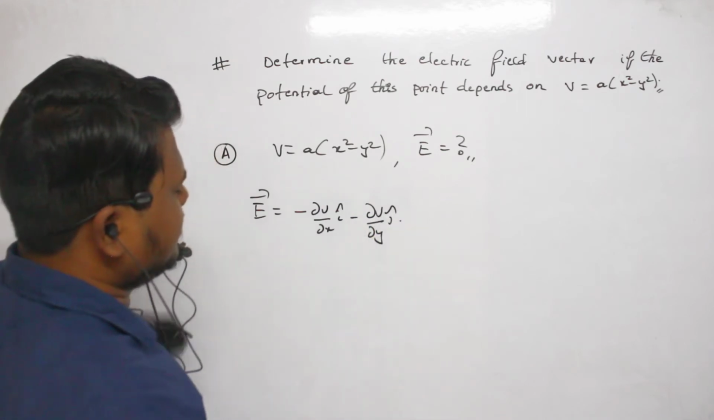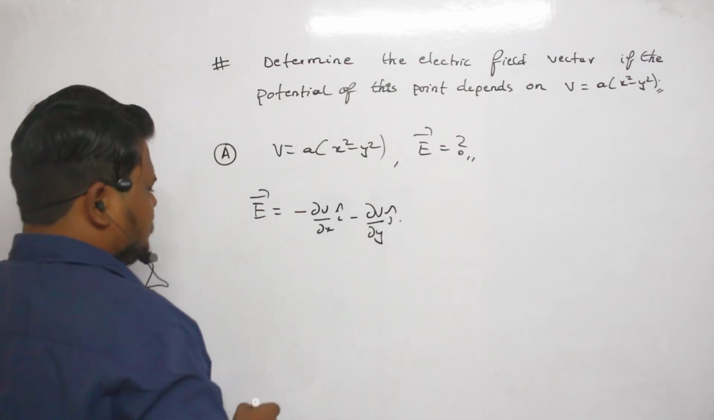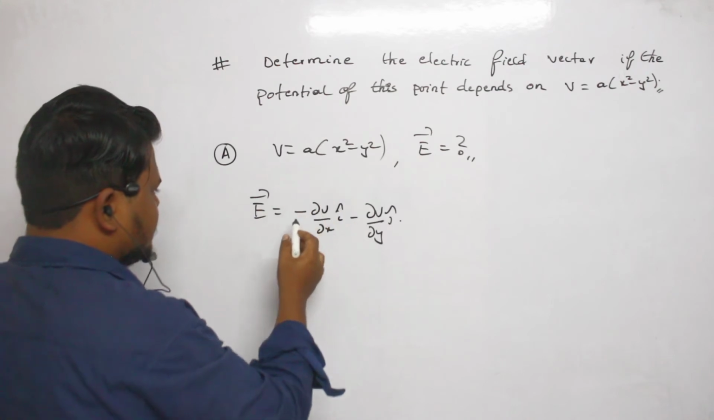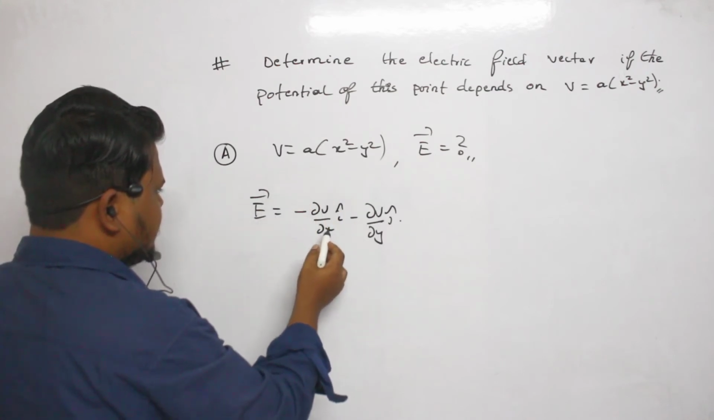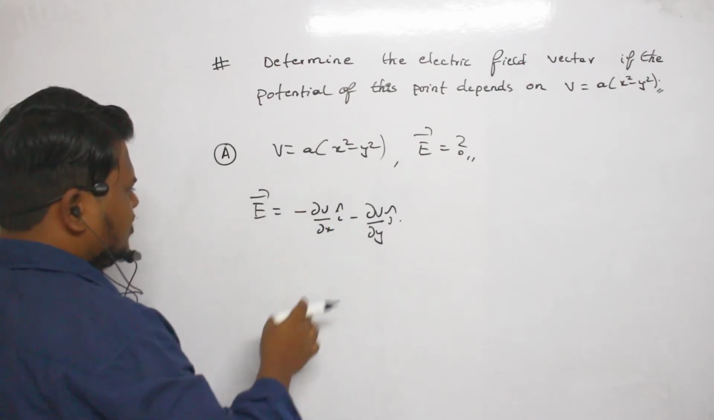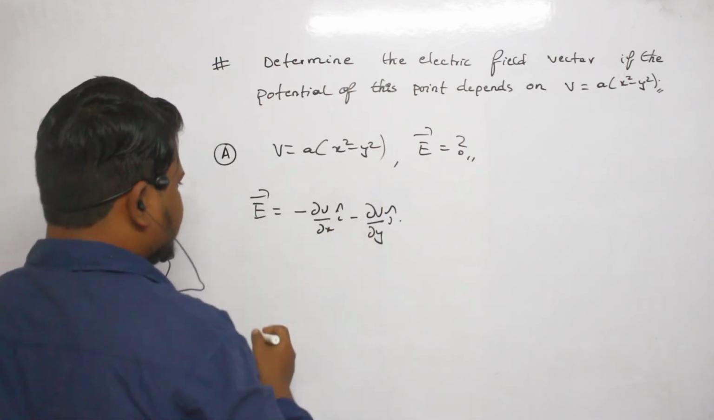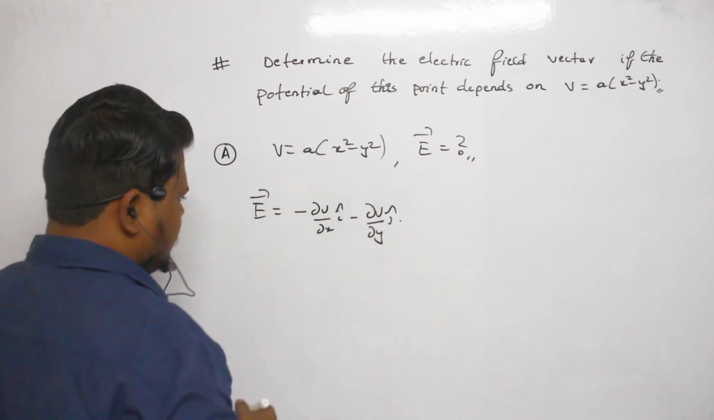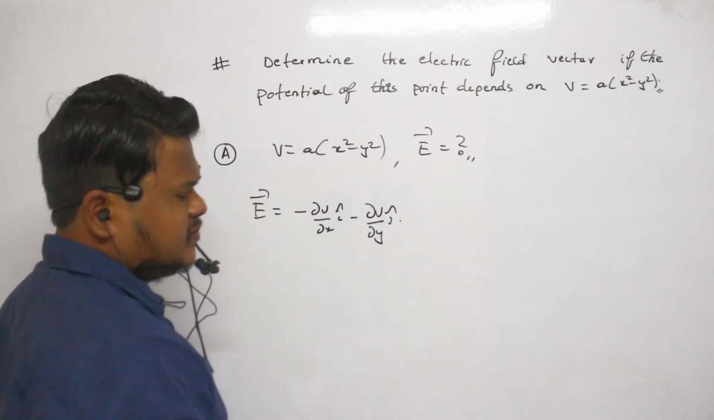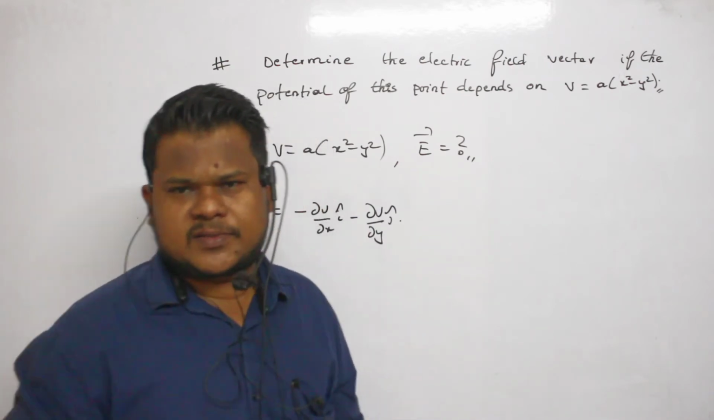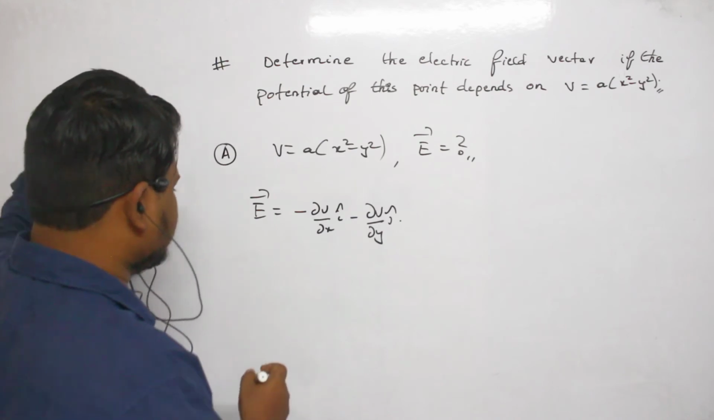This is what we have done previously also. So if I partially differentiate this potential with respect to x, then I will get the electric field along the x-axis. Similarly, if I partially differentiate the same potential equation with respect to y, then I will get the electric field along the y-axis. That's all. Now do this calculation.